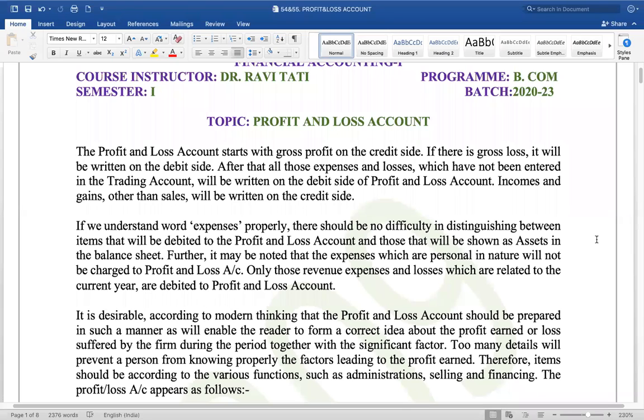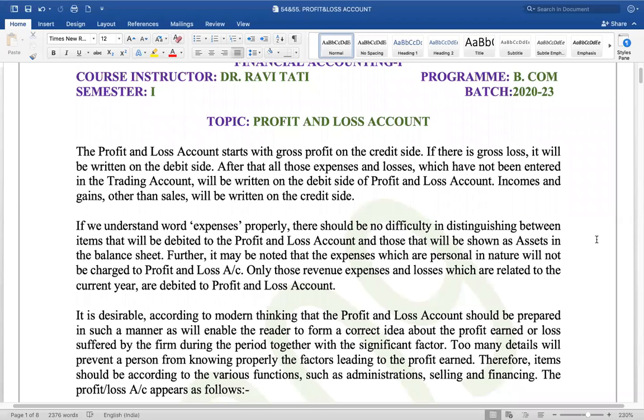Okay, now what is the meaning of balancing figure appearing on the credit side? The debits are more than the credits. If there's a profit, the credits are more than the debits. I'm talking about the trading account. So if there is a profit and that profit is transferred to the profit and loss account, the profit and loss account begins with gross profit.